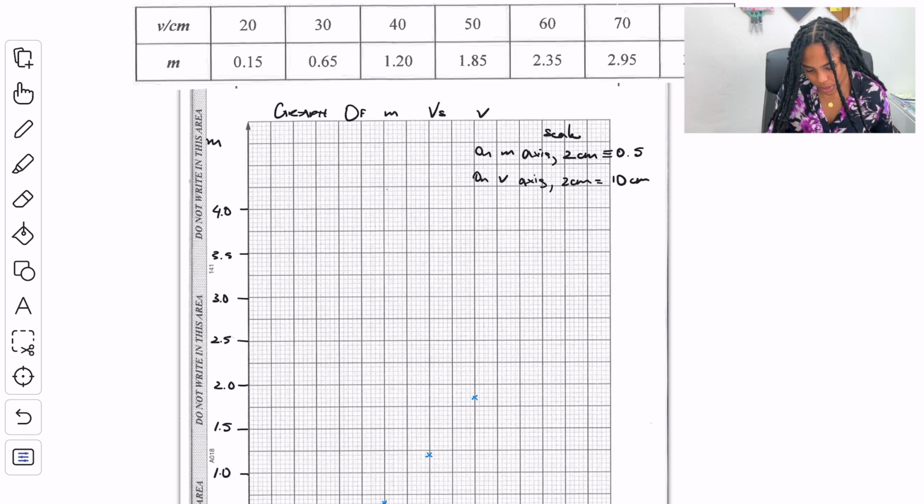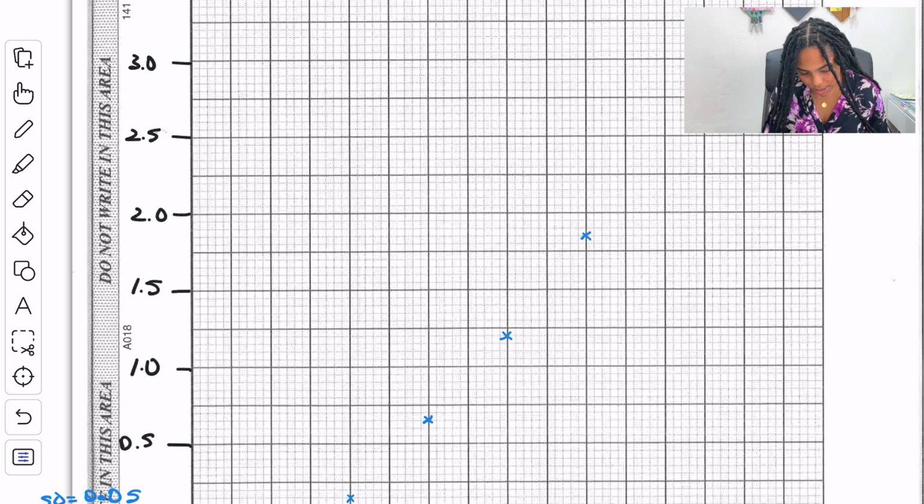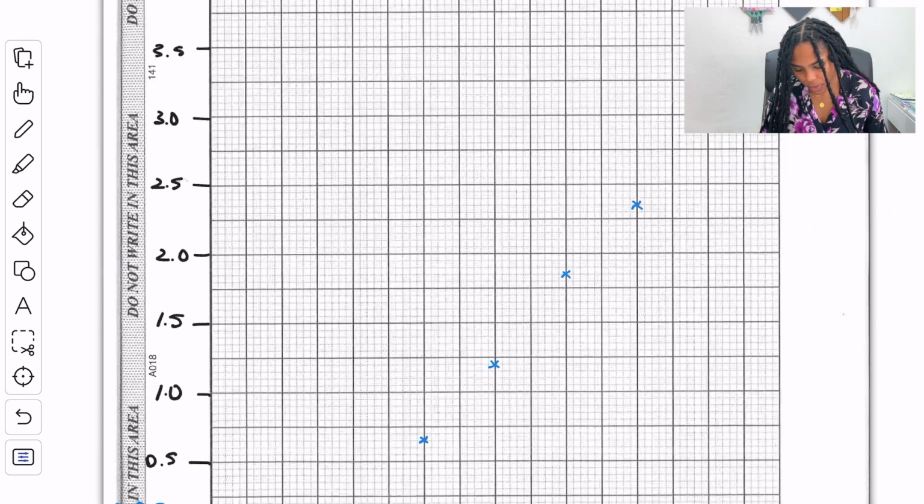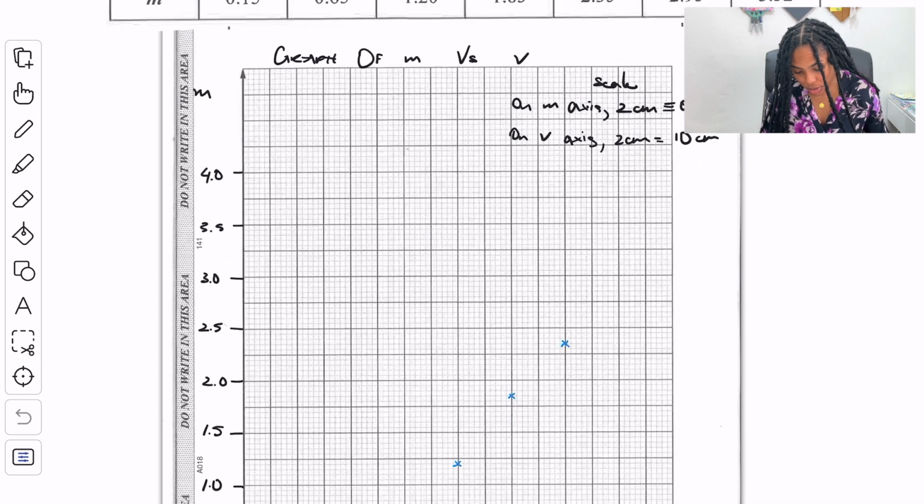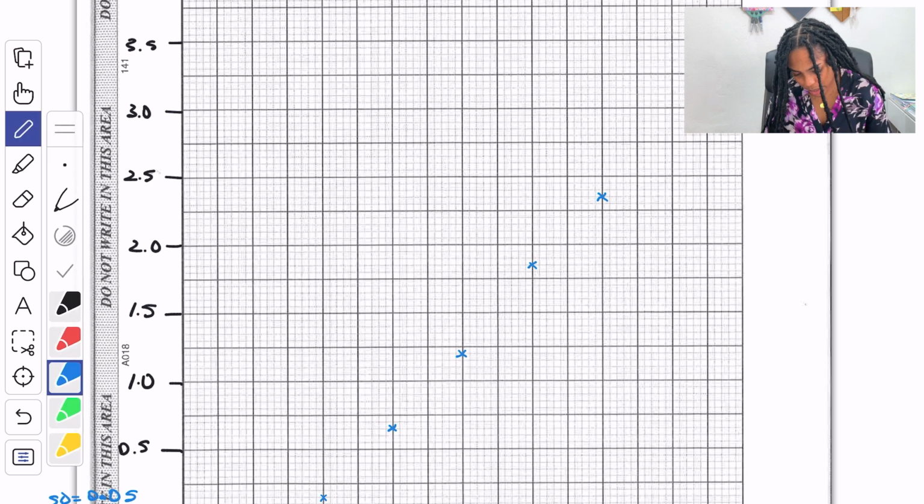My next point is 60 and 2.35. So 60, and then I go up to 2.35. So 2.05, 2.1, 2.15, 2.2, 2.25, 2.3, 2.35, then 70 and 2.95. 2.95 I know will be right under 3, so that's an easy one to plot.